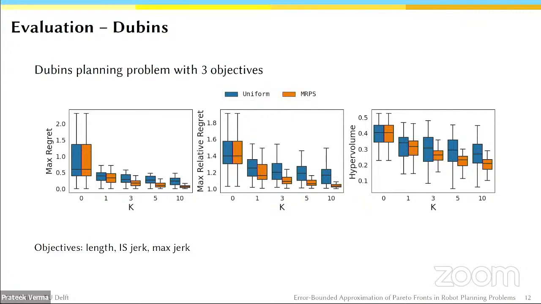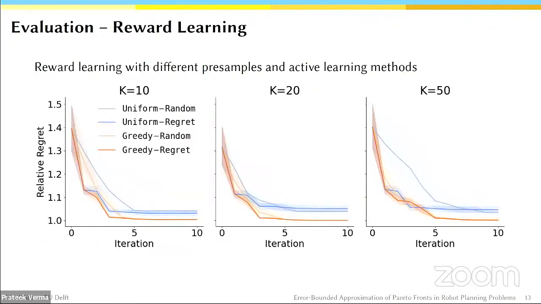What we see is that for different sizes of sample sets, our proposed approach always achieves a smaller regret overall, meaning that our solutions are better suited to approximate any solution that wasn't sampled. In another experiment, we looked at how the output of our algorithm can be used in a reward learning application. So here we do reward learning using a framework called learning from choice.